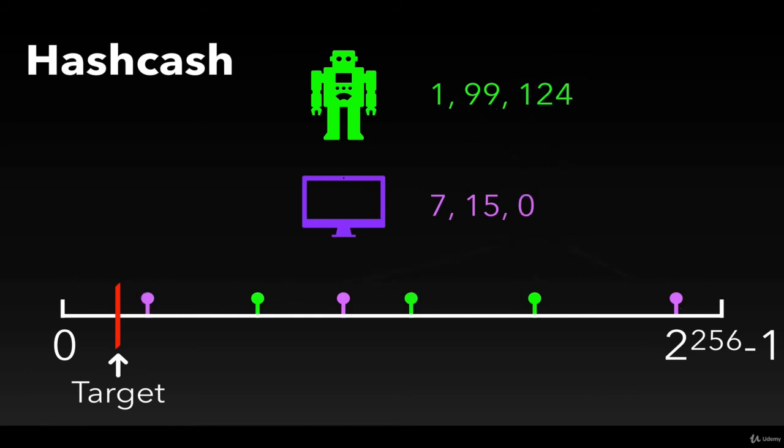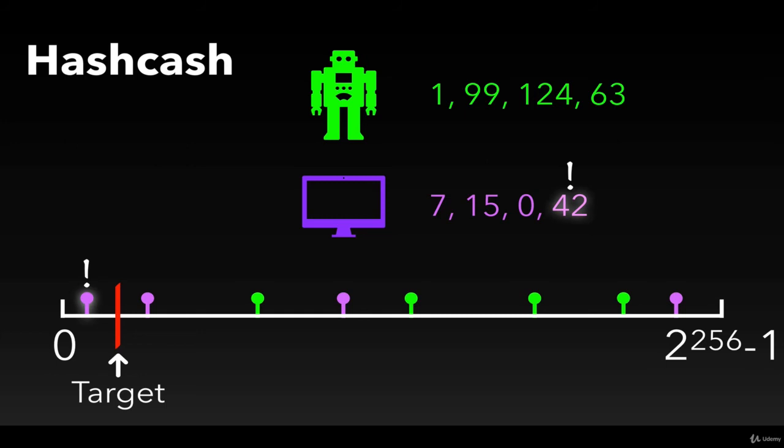So 124 and 0. Still not there. 63 and 42. Aha. Voila. 42 was the answer. So when the purple computer guessed 42, we added that little pin, which is smaller than the target. And that means that the purple computer has found proof of work. So this is just a super quick visualization of what's happening with 2 miners. Now imagine this number line stretches around the Earth a trillion times.